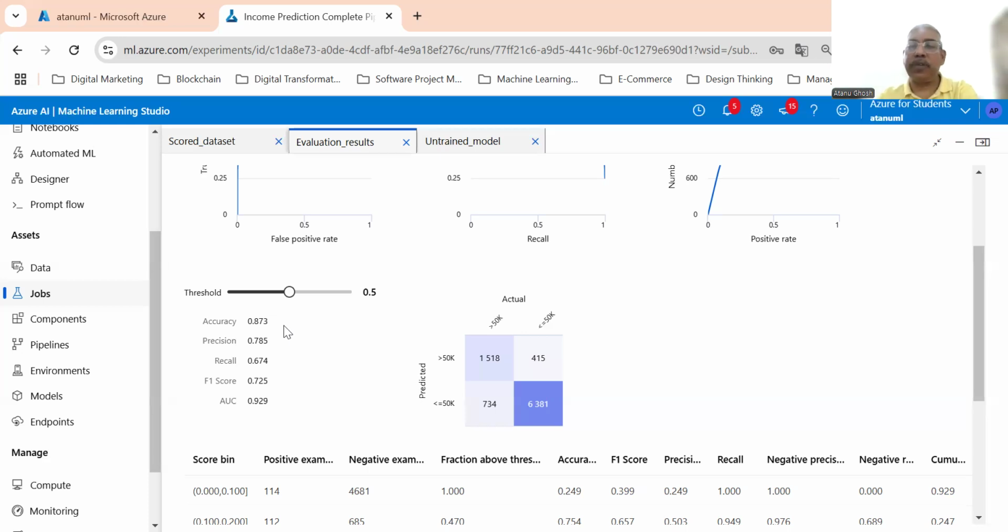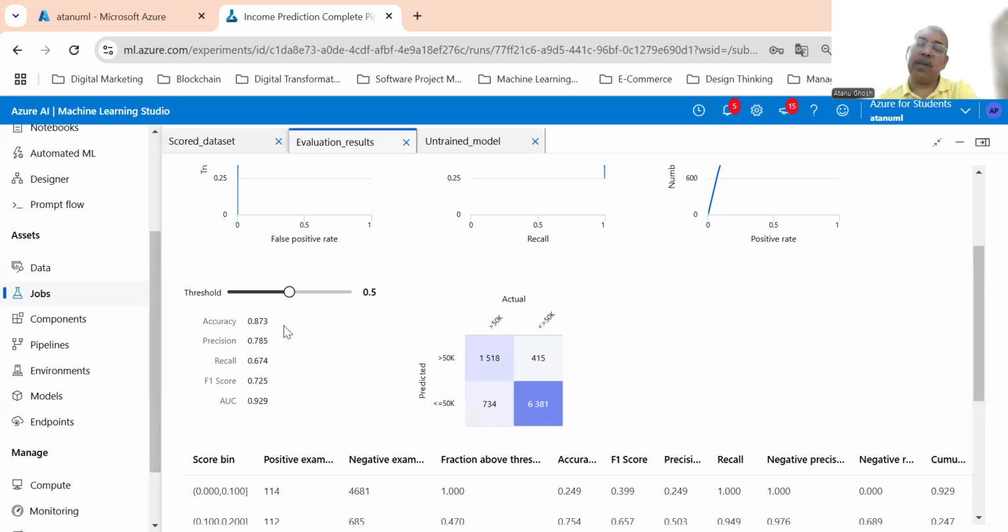Then you have something called precision. Precision means that out of the cases that the model has predicted to be positive, how many of them are actually positive? So how many does the model predict to be positive? 1518 plus 415. And how many of them are actually positive? 1518. So precision is 1518 divided by 1518 plus 415.